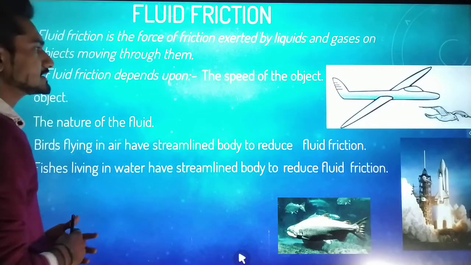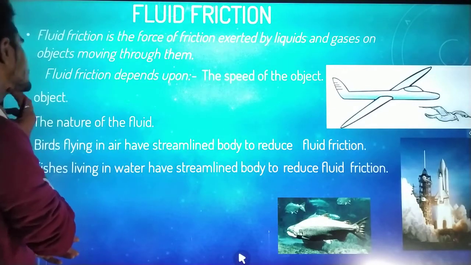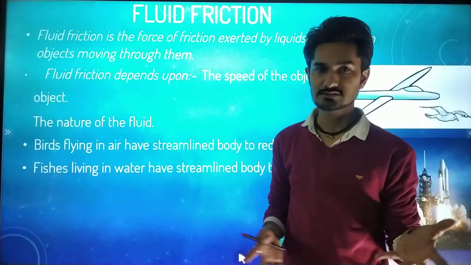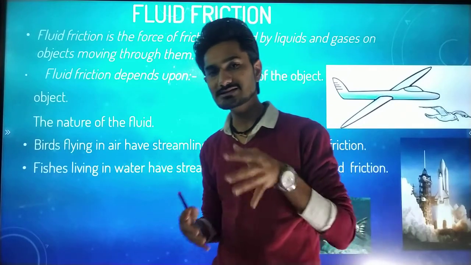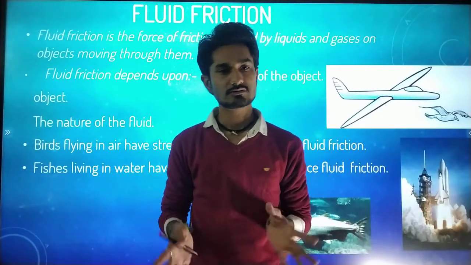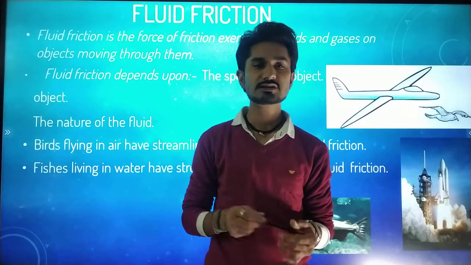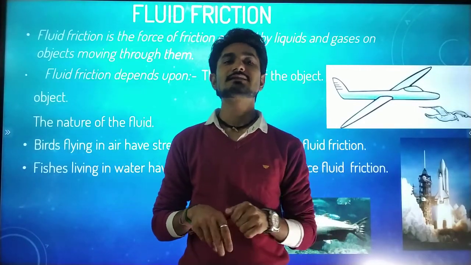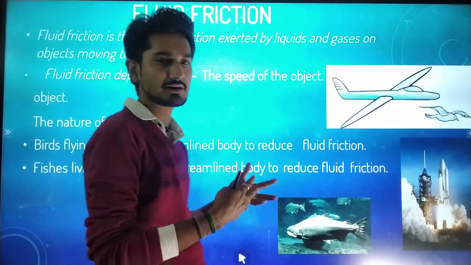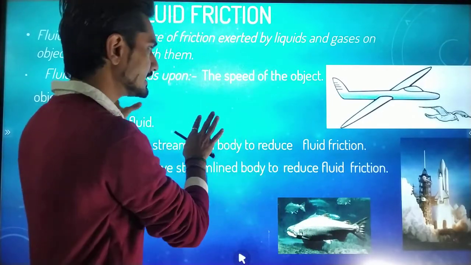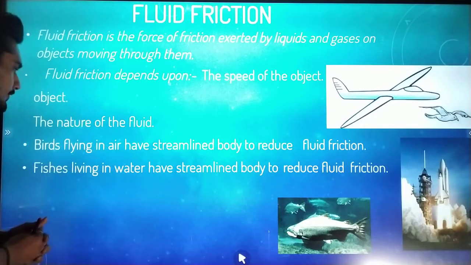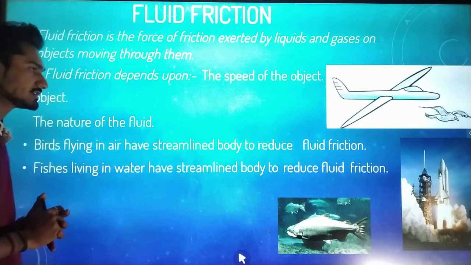Fluid friction depends upon the speed of the object. It is applicable to all these things; it cannot be considered only in fluid friction. We can consider it in friction also, because if the speed of the object is much higher, then the amount of friction is also much higher. So it also depends on other things, not only this. The nature of the fluid, okay. What is the nature of the fluid?